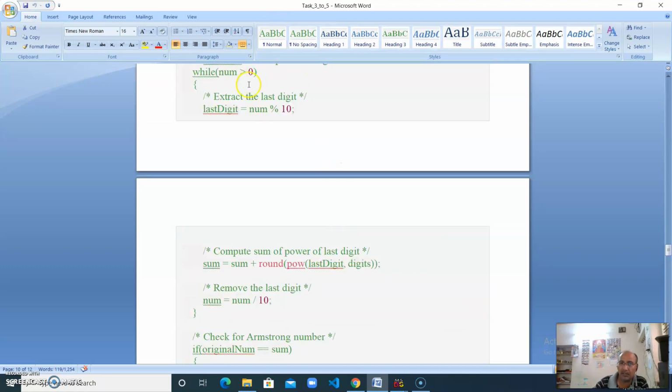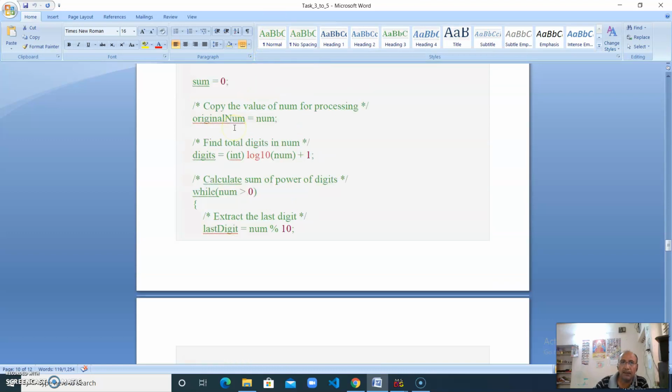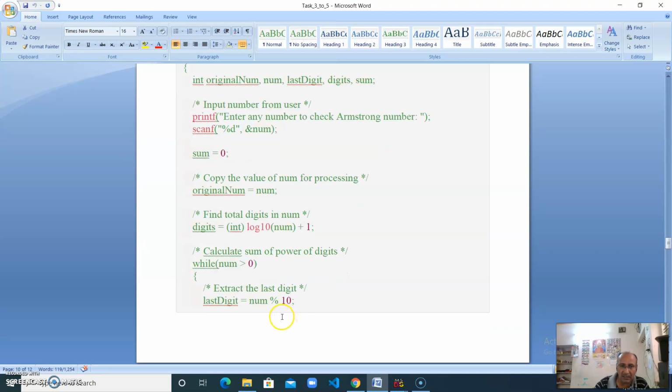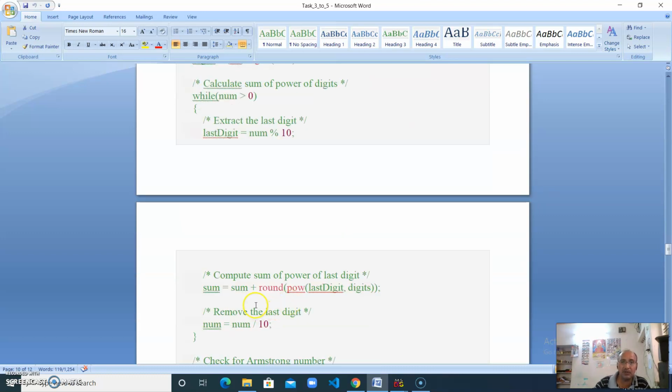Once again, I am repeating the logic. Here, sum equals 0, original number equals num, digits equals int of log10 of num plus 1. That means digits takes the number of digits in the particular number. While num is greater than 0, extract the last digit: last digit equals num percent 10. Sum equals sum plus round of power of last digit comma digits. Remove the last digit: num equals num divided by 10.